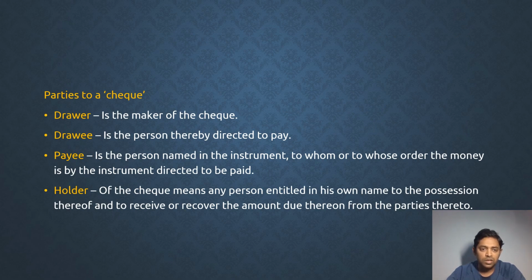Parties to a check: drawer, drawee, payee, holder. The drawer is the maker of the check, that is, the one who signs is the maker of the check. The drawee is the person thereby directed to pay, that is, every time it is a bank. The payee is the person named in the instrument to whom, or to whose order, the money is by the instrument directed to be paid. Holder of the check means any person entitled in his own name to the possession thereof and to receive or recover the amount due thereon from the parties thereto.